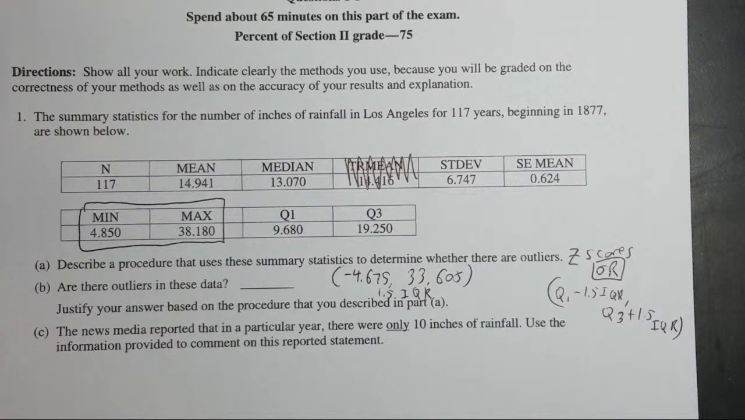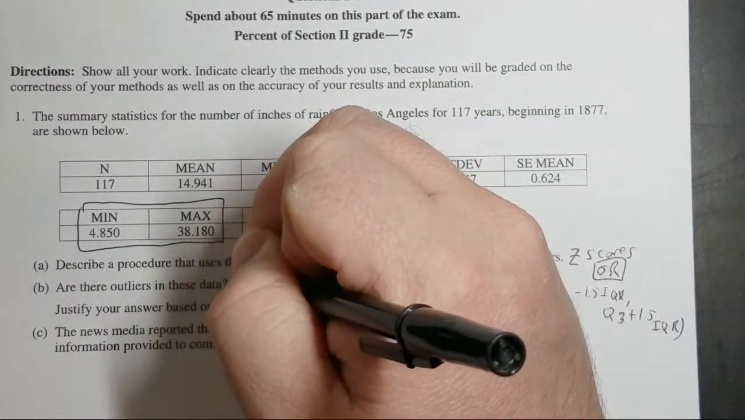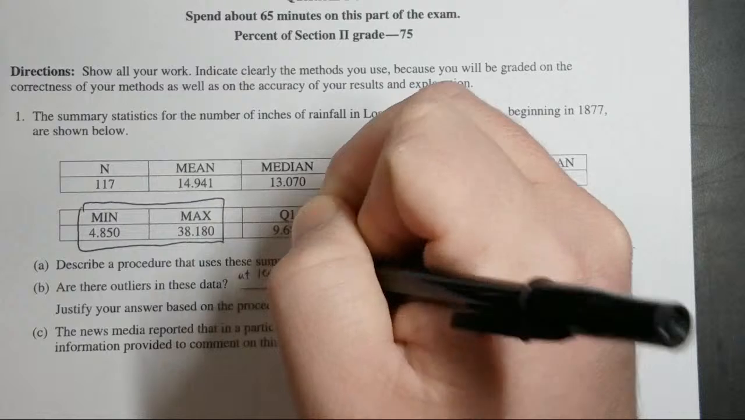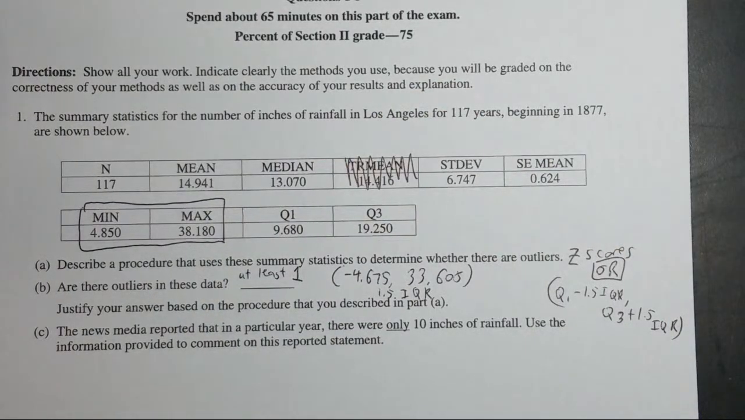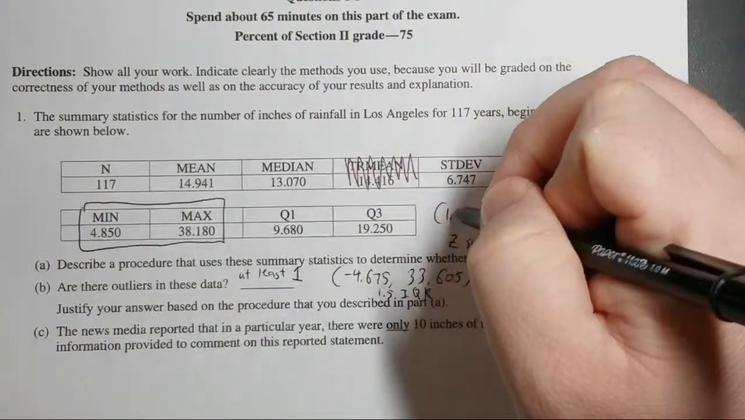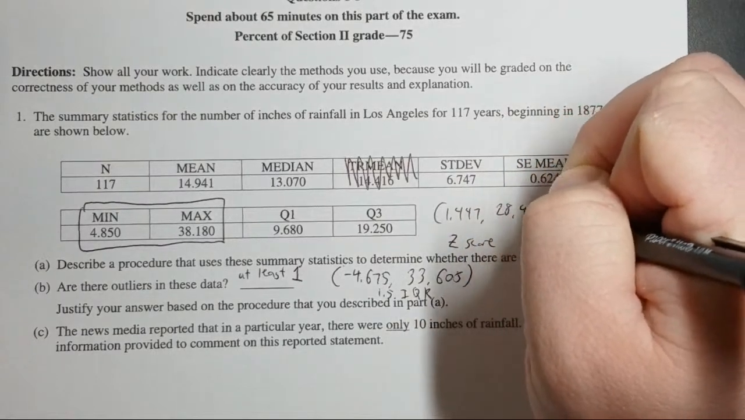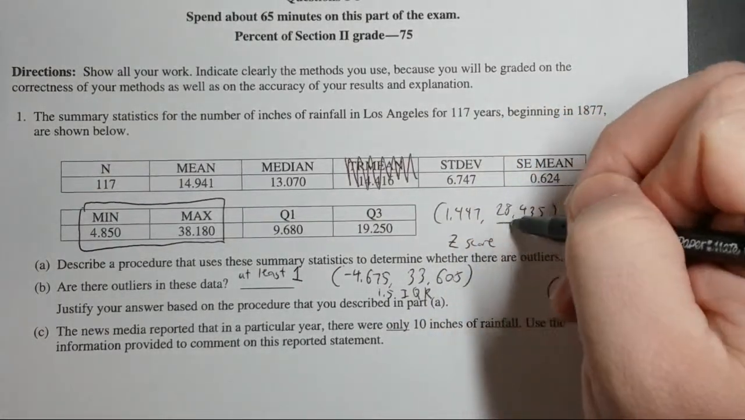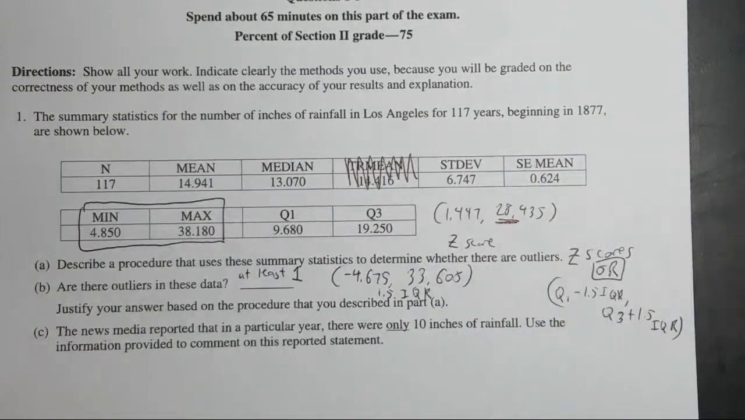But if the problem were asking you how many, the only thing that you could say is at least one. You couldn't say that there is just one. You don't know that for sure. There could be multiple data points above 33.605. So you would say at least one, but yes, there is. If you were to do the standard deviation calculation with the z-score, I have it written here, 1.447 to 28.435. Again, the answer is the same. Yes, there's at least one outlier.